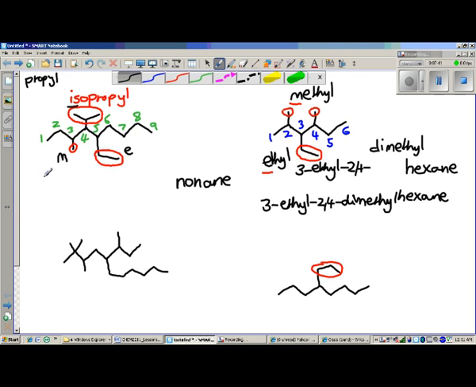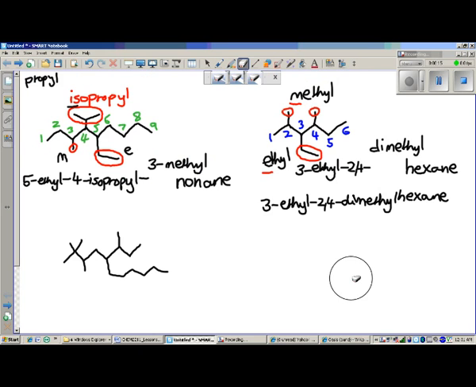Now, what carbon is the ethyl on? Well, it's carbon number 5. So 5-ethyl. Let's get another hyphen there. What's that? 4-isopropyl. And I'm running out of room again. Anyway. And then 3-methylnonane. Okay? Does that make sense to everybody?